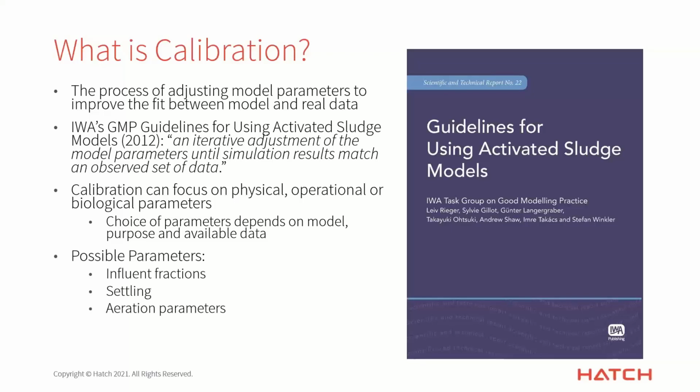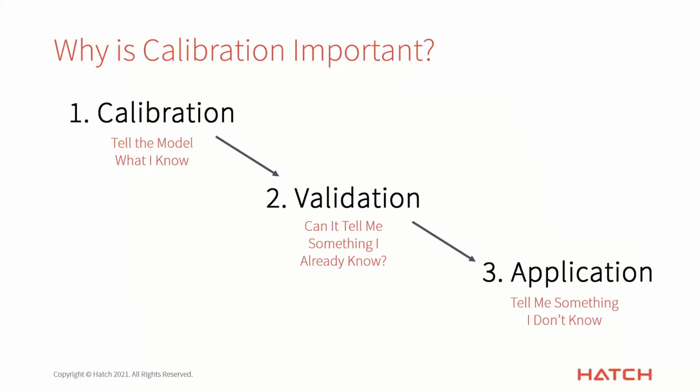And some possible parameters that we calibrate in wastewater models are influent fractions, like the VSS to TSS ratio, the soluble to total COD ratio, or the COD to BOD ratio; settling parameters, so that could be the maximum settling velocity, the SVI, the hindered and flocculent settling parameters; and aeration parameters is just another example. So those would be like the alpha and beta factors or fouling factors on the diffusers, just things like that.